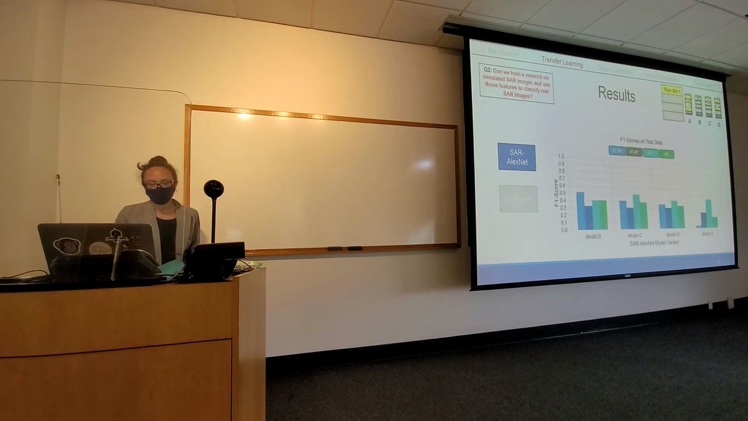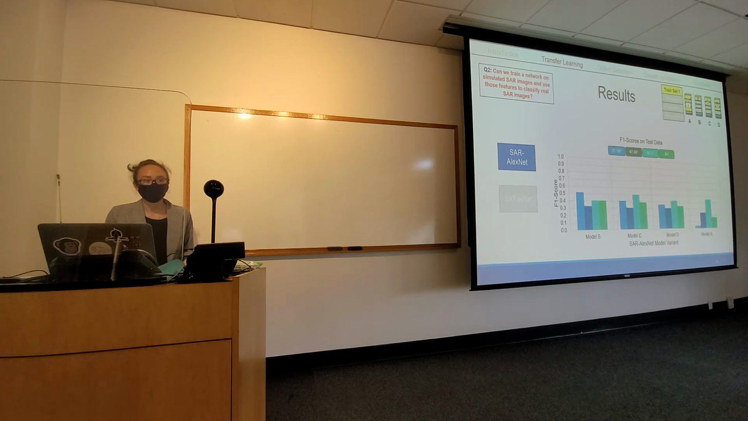real images? So if we look at the variation of AlexNet that was trained on SAR simulated images, and we look at the first training set, which is exactly the same incidence angle range as the real SAR data. Again, it's consistent across the board except for Model A, which I expected to be a sort of fail.